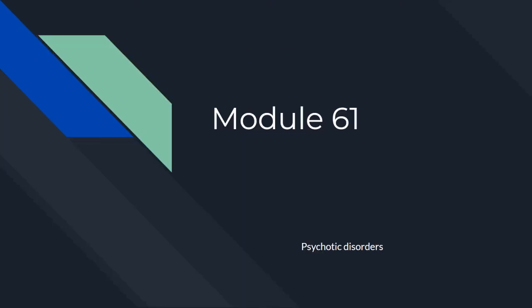So we're going to move on to Module 61. This is psychotic disorders. Now, this is where we'll be getting into the disorders. Psychosis involves a loss of contact with shared views of reality. Psychosis can occur in Alzheimer's disease, bipolar, and even drug use disorders. So in this module, we're going to focus on delusional disorders and schizophrenia.